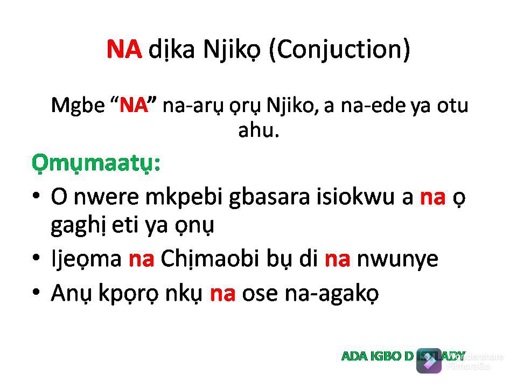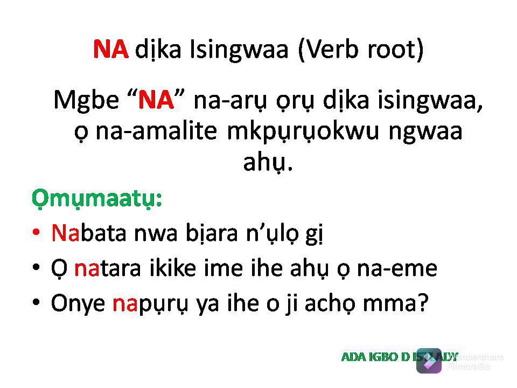O nwere mkpebi gbasara isiokwu a na ọ gaghị eti ya ọnụ. Ijeọma na Chimaobi bụ di na nwunye. Anụ kpọrọ nkụ na ose na-agakọ. Let's look at the next one.